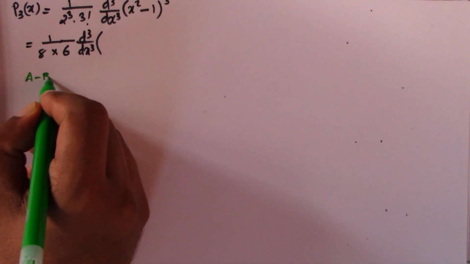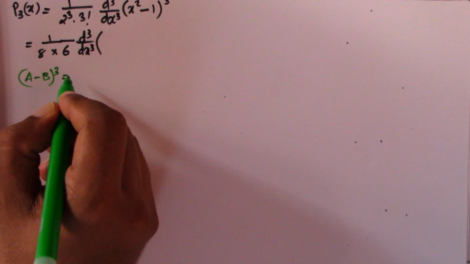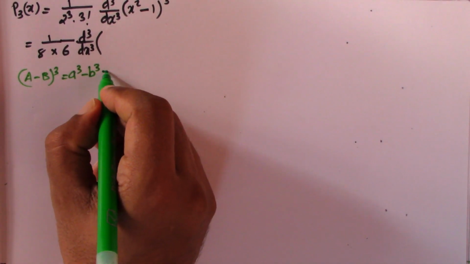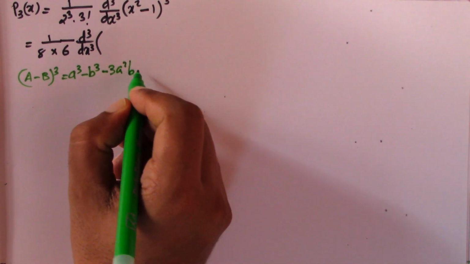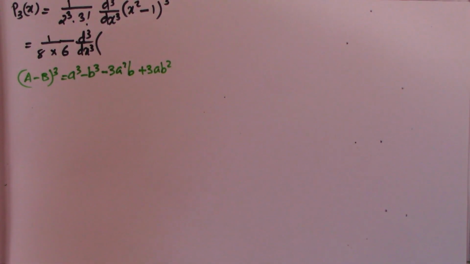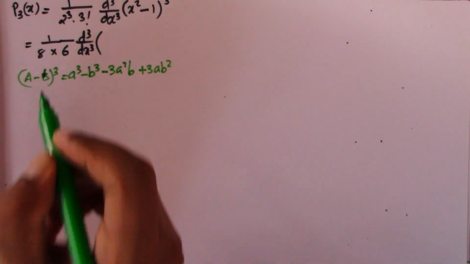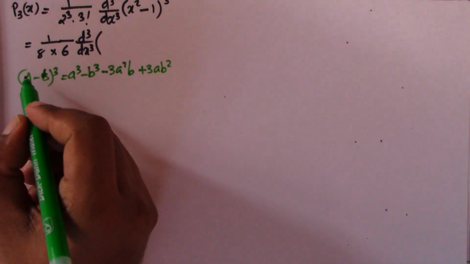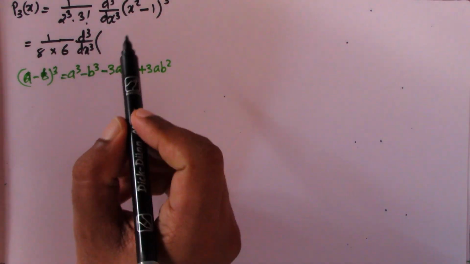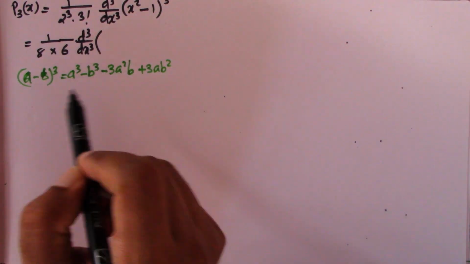(a minus b) the whole cube is equal to a cube minus b cube minus 3a square b plus 3ab square, that is (a minus b) the whole cube. Okay, a and b are small letters. So we can expand this one also, (x square minus 1) the whole cube, in this way.